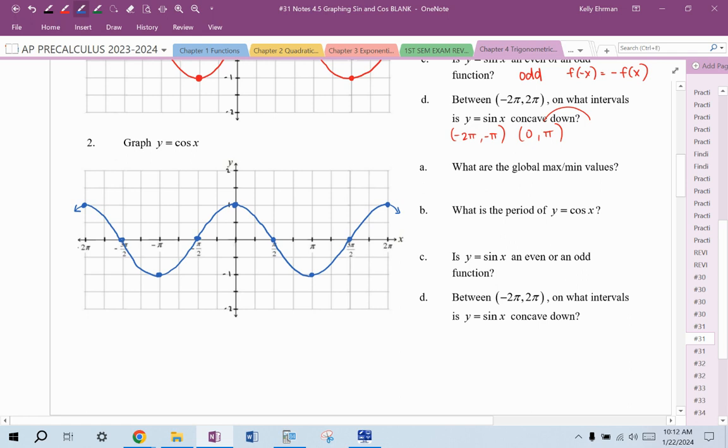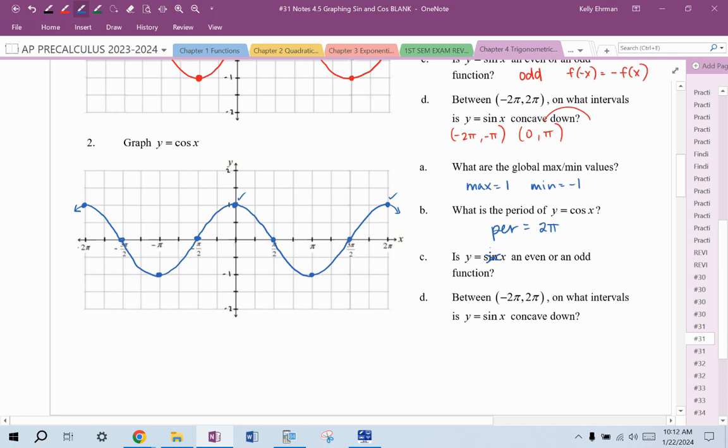On the cosine graph, what are the global max and min values? Well, the max is 1, and the min is negative 1. So just like sine, they have that in common. And the period is the same too. The graph starts and stops at 1, at 0 and 2 pi. It goes through its entire cycle in that distance. So again, the period is equal to 2 pi.